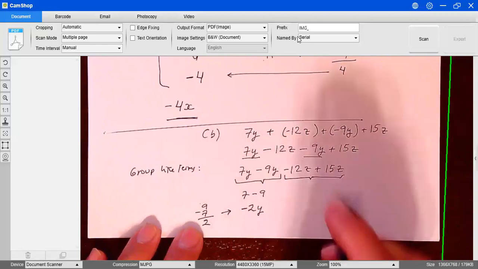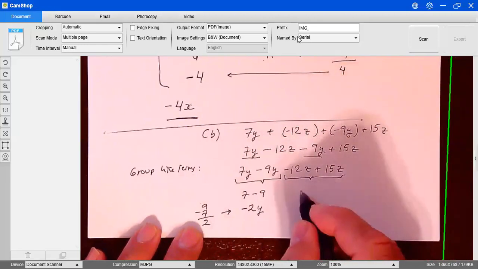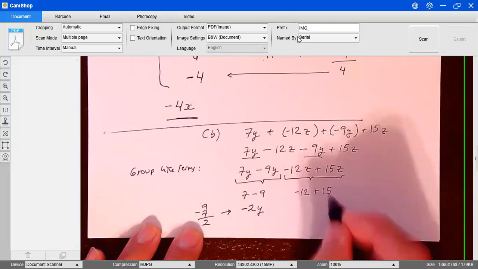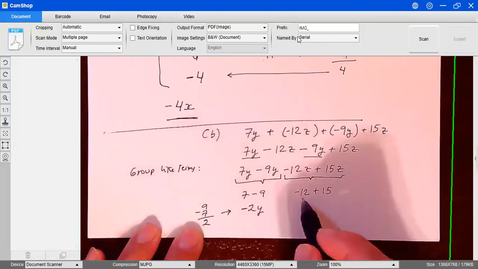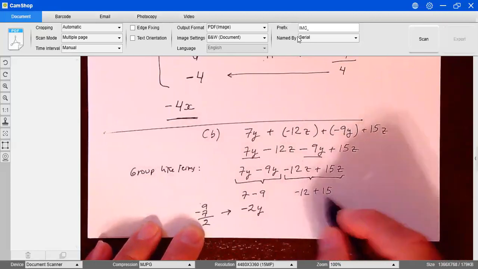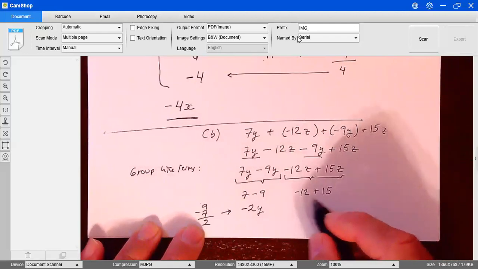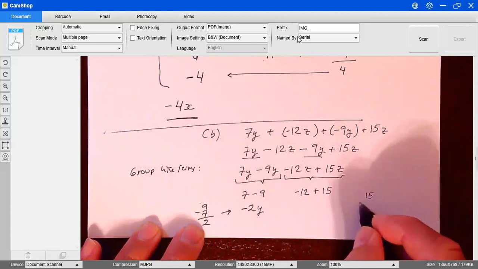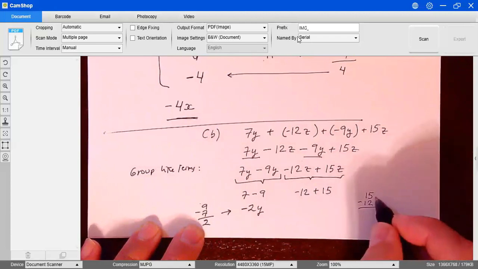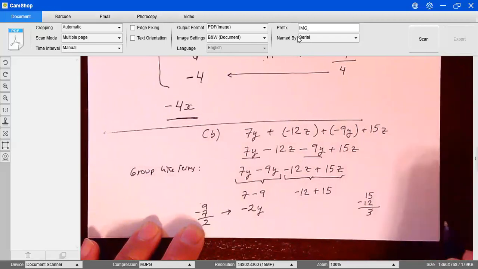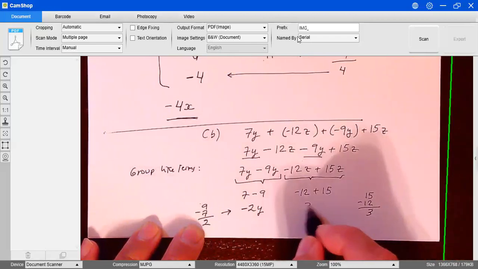In the other case, we have coefficients negative 12 and positive 15. Again, we have two numbers with different signs, so we need to get the difference of the absolute values of these two numbers. So we're going to get 15 minus 12, because 15 is greater than 12, so you're going to get 3. So we're going to write 3 here.